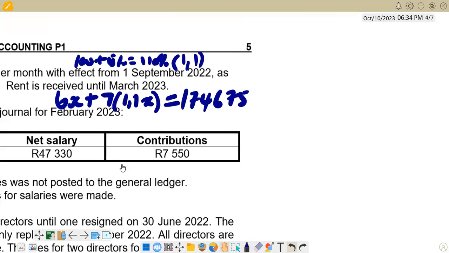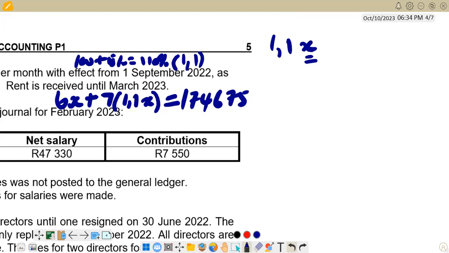Because what is happening is the rent for March is the rent that we want to remove from the total rent that we are given, this 174,675. It was for March, it was a prepayment, and remember a prepayment, we remove it according to the matching concept, we remove it in the current period because it doesn't belong to this period. So this is the rent that we want to try to find out. And this rent, according to the information that we have, is 1.1x, of which x is the monthly rent that we had before the increment.